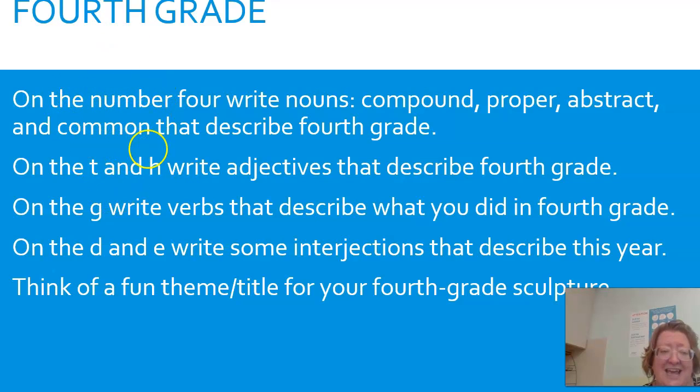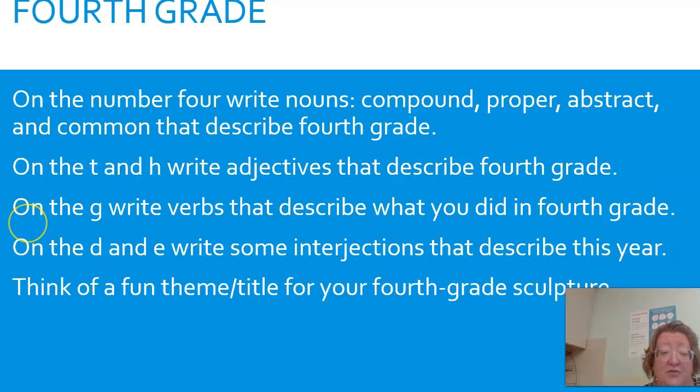On the T and H, you're going to write adjectives that describe 4th grade. Maybe hard, fun, challenging. So in T and H, it's going to be adjectives. So you're going to go back and do the adjectives for T and H. And again, I'd like to see 8 to 10, maybe 12 words in the T and H.